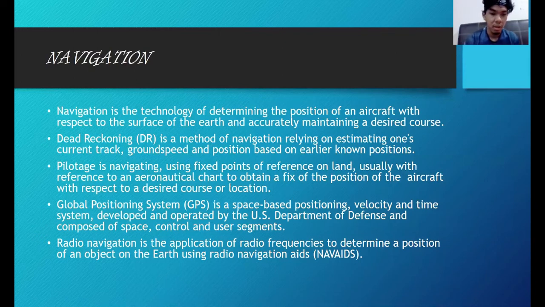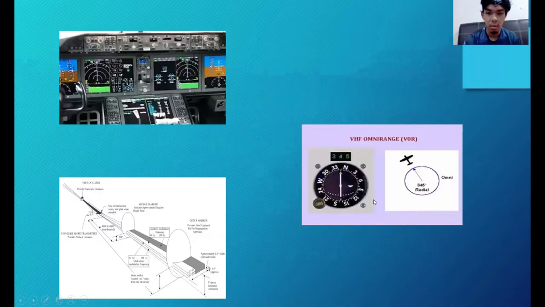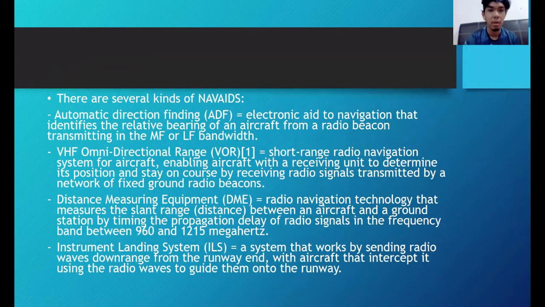Okay, the next one is radio navigation, which is using the application of radio frequencies to determine the position of an object, the aircraft, basically on the earth, using nav aids or radio navigation aids. Okay, there are several kinds of nav aids.